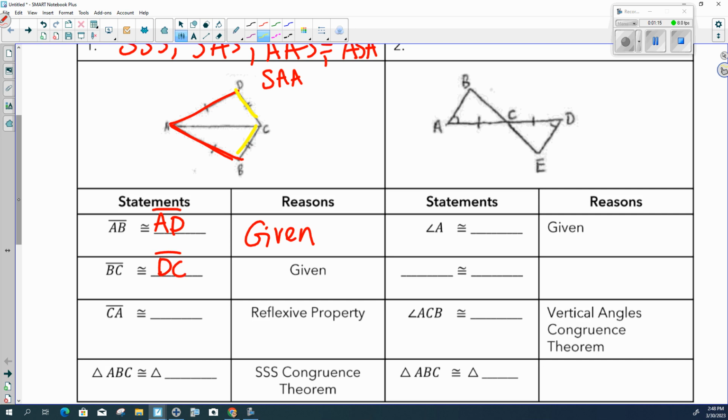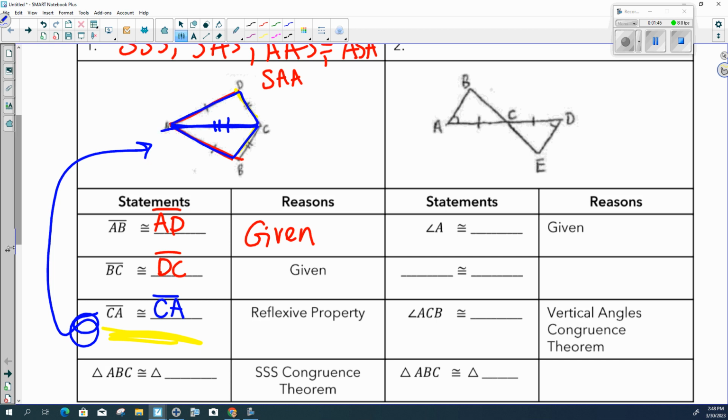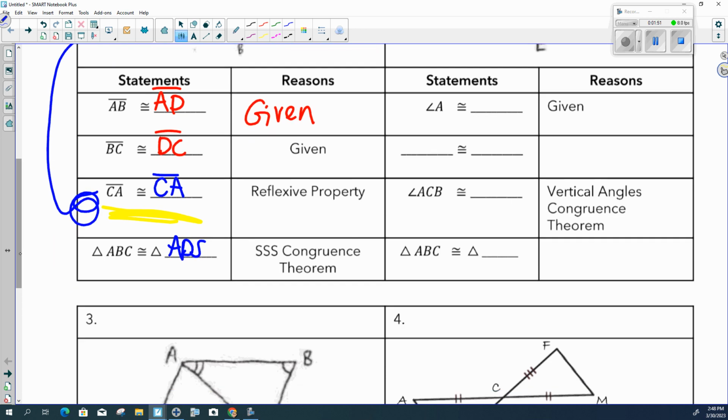In class, we talked about the reflexive property, which I call the duh property, because it's a shared side. This is a shared side for both triangles. So to complete this statement down here, CA is congruent to CA. That's the reflexive property. Please make sure that if you write something here, that you draw it in the picture. Because once you look back up, triangle ABC is congruent to triangle ADC because of side, side, side.